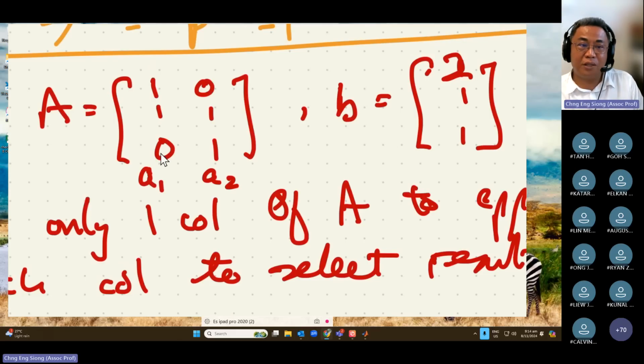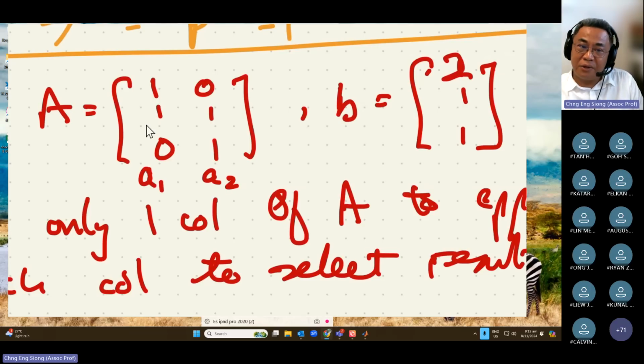Yes, it's A1. For sure it's A1. Because if I multiply by 2, it'll be 2, 2. So there's one error here. No matter what I do, I can only solve this. The error is still 2. Clear? Everybody?